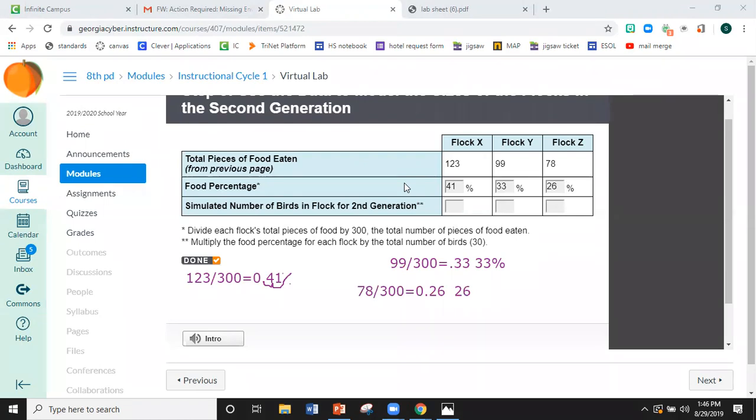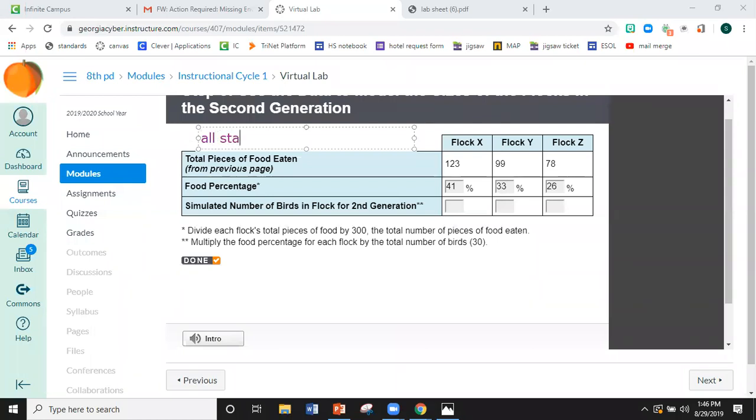Are you guys good? All right, so the next step, he said, is to figure out the number in the second generation. We know that all of those birds, or all of those flocks, started with 10 birds in the flock. But now we want to know how many in the next generation.